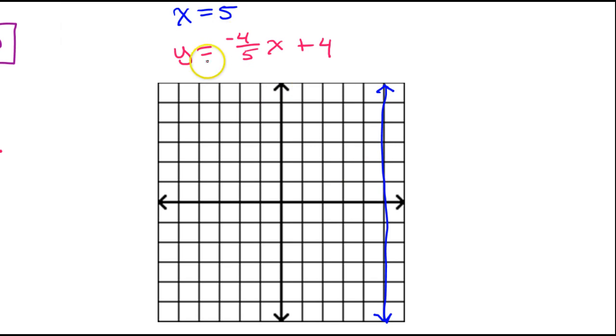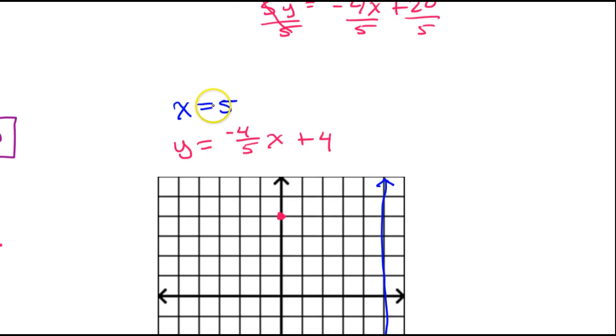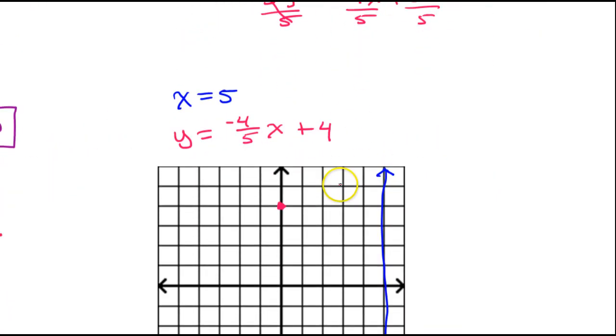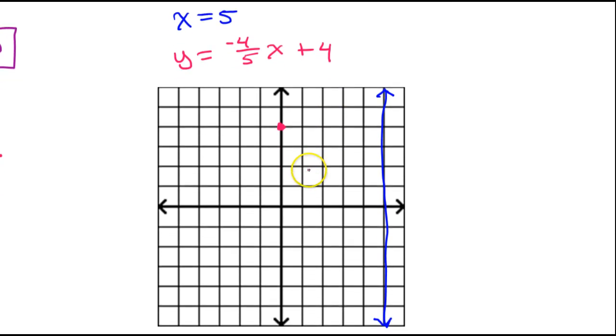So my second line, I have a y-intercept of 4. So 1, 2, 3, 4. And then a slope of -4 over 5 means down 4, right 5. Oh, and by the way, this negative, I always put the negative sign in the numerator. Okay, so down 4, right 5. 1, 2, 3, 4. 1, 2, 3, 4, 5. Okay, and that is enough.